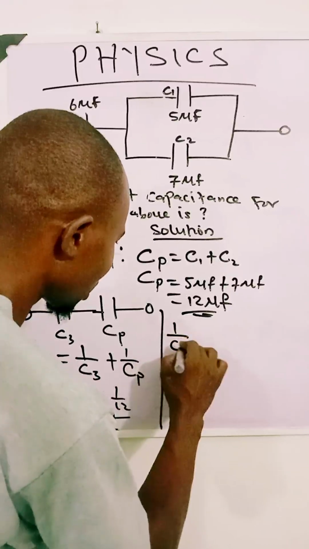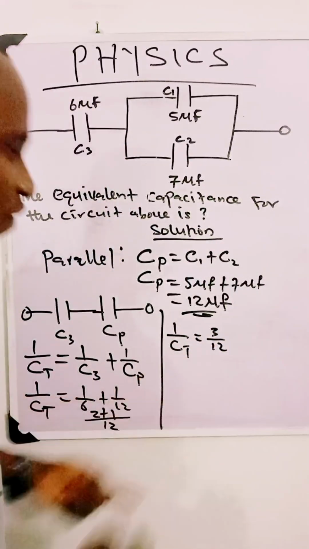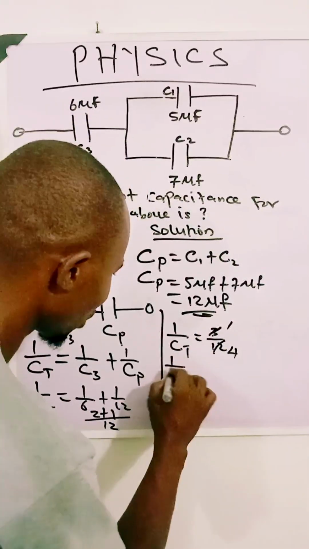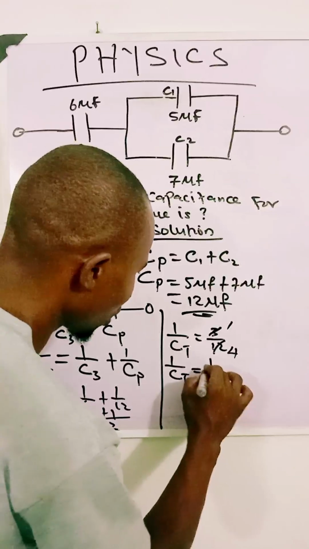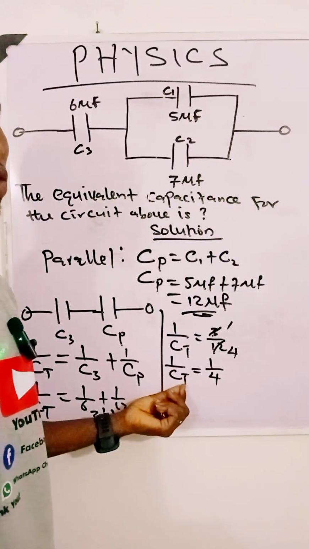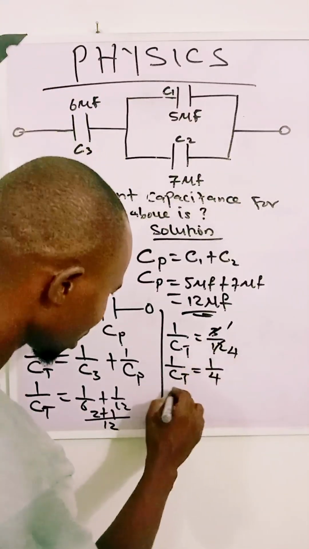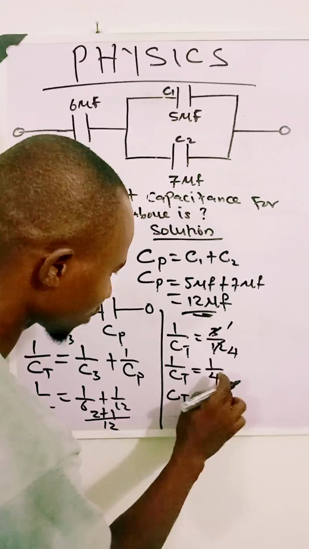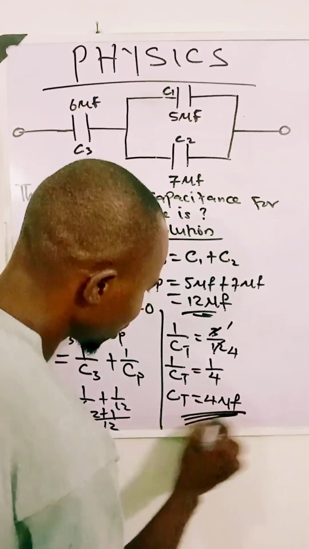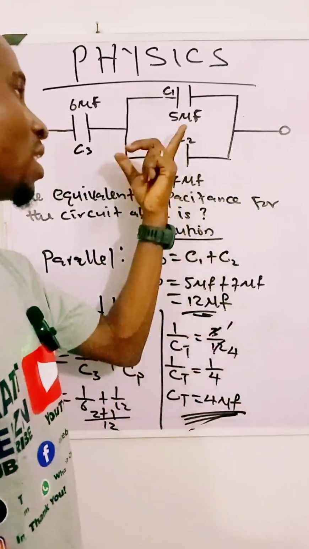So 1 over CT is equal to 3 over 12. I can simplify it: 3 over 3 is 1, 12 over 3 is 4. So what I have is 1 over CT is equal to 1 over 4. That is not all, since it is the equivalent, CT, you are looking for. So you cross multiply: 1 times 4 is 4 microfarad. You see, this is my equivalent capacitance of this circuit.